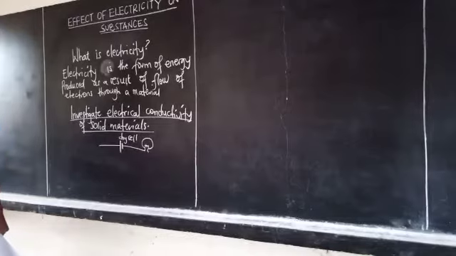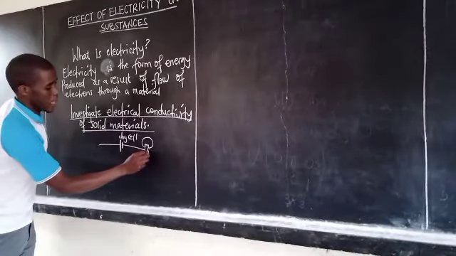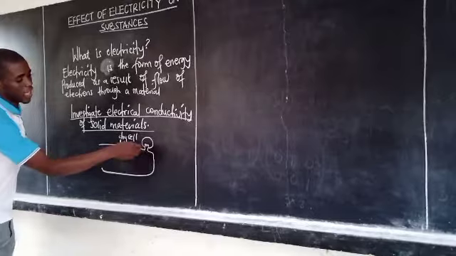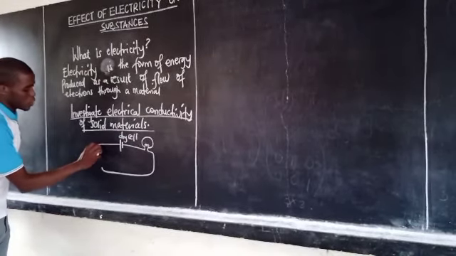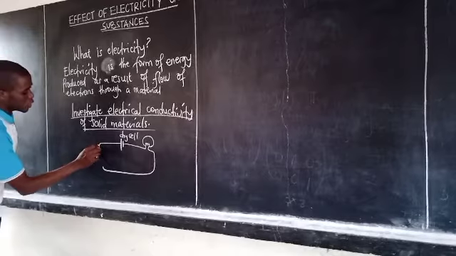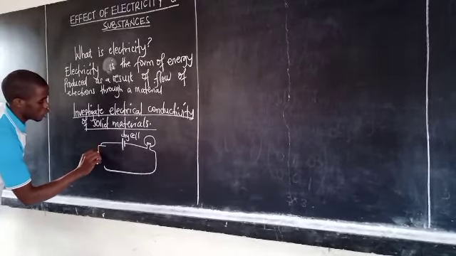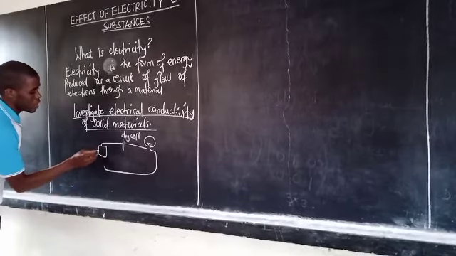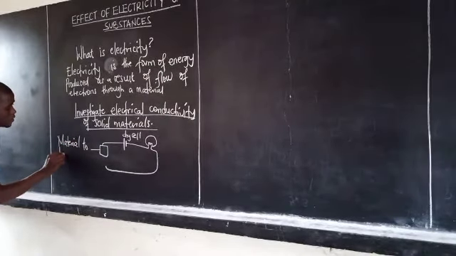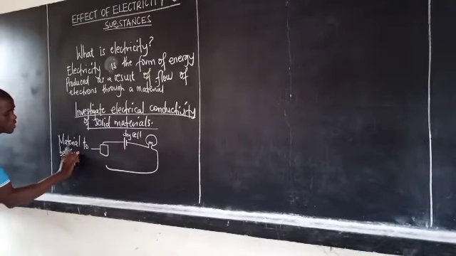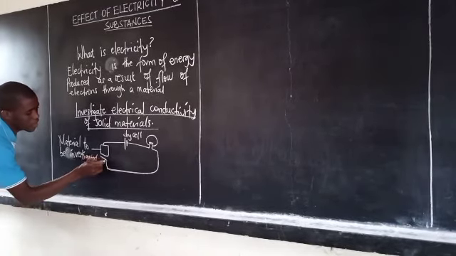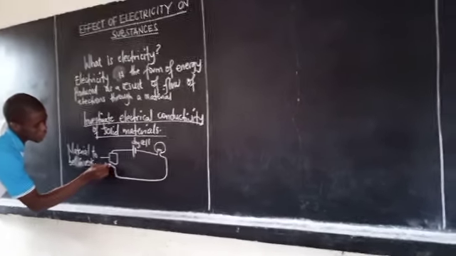Don't use a big electric bulb. Please use a small one. And you connect this wire, making sure it connects to the other end of the bulb. Then you connect the opposite end. On the other side, you tie any material. This is the material to be investigated. And leave the other end that has come from the bulb hanging.